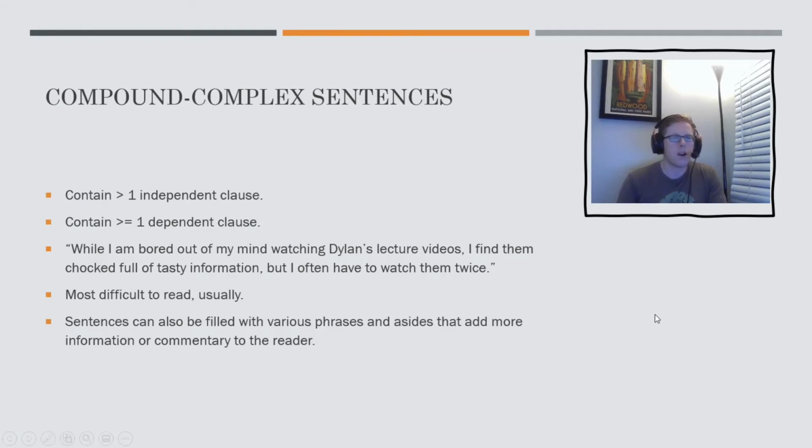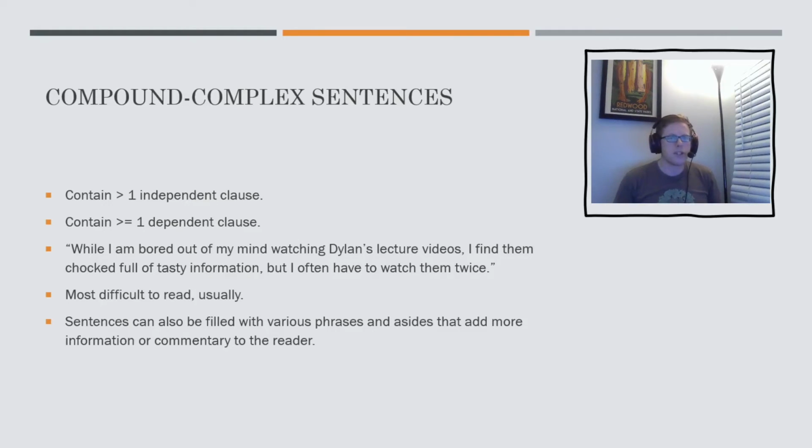Finally, there are compound complex sentences. These sentences have one or more dependent clauses and more than one independent clause. They are challenging to read because they must hold a lot of information. We must hold a lot of information in our minds at once.